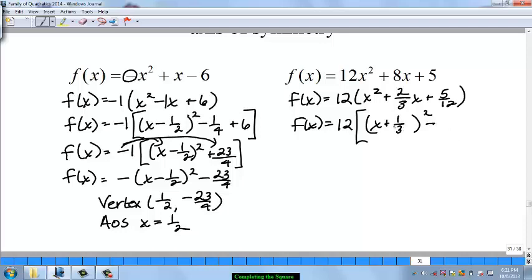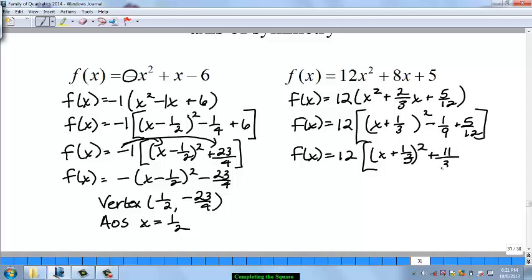Take away what we added. We added 1/9, so I'm going to take it away. Top and bottom squared. And then I'm bringing down the 5/12. So now I have 12 parentheses x plus 1/3 squared. Then when I combine these two with a common denominator, or you can put them in your calculator, doesn't matter, you end up with 11 over 36.